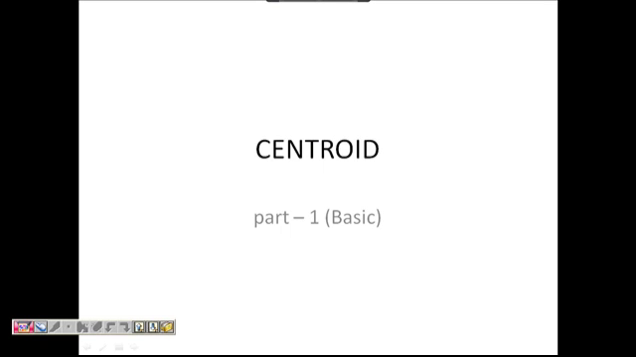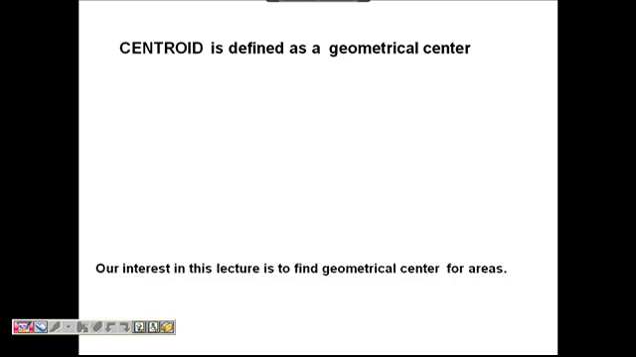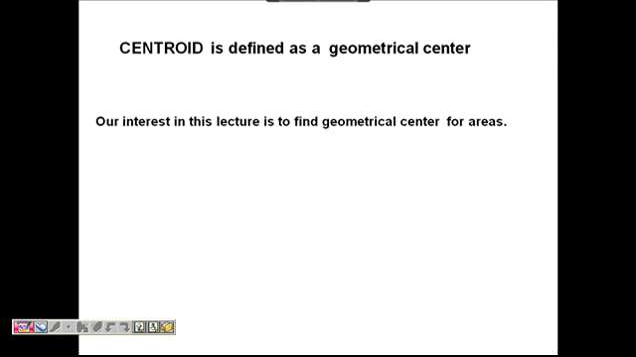This is the first lecture on centroid. It's part 1, which means it's a basic first lecture. Centroid is defined as a geometrical center. Our interest in this lecture is to find the geometrical center for areas.